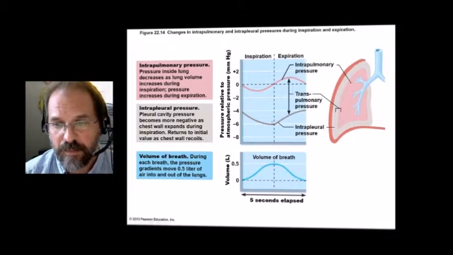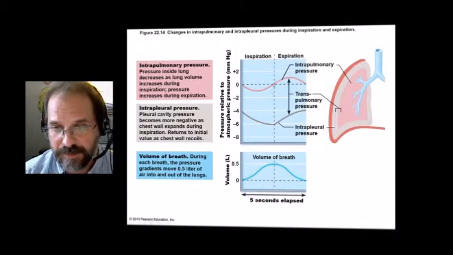Compare that to the intrapleural pressure, the area around the lungs here in the pleural cavity, always negative. So before we breathe in, it's maybe at a baseline of negative 4. We breathe in, it drops down here to minus 6. And then when we breathe out, it goes back up to minus 4. But it never becomes positive. Remember, if that became positive, that would be called a pneumothorax. And the lung would actually collapse in that condition.